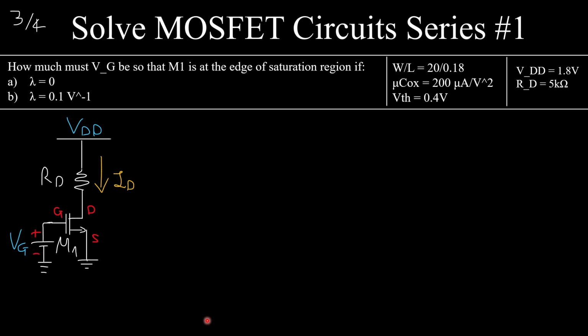Now we're asked to do the same for when we have channel length modulation. I'll just write the previous value here, no reason for now, just so we remember it.